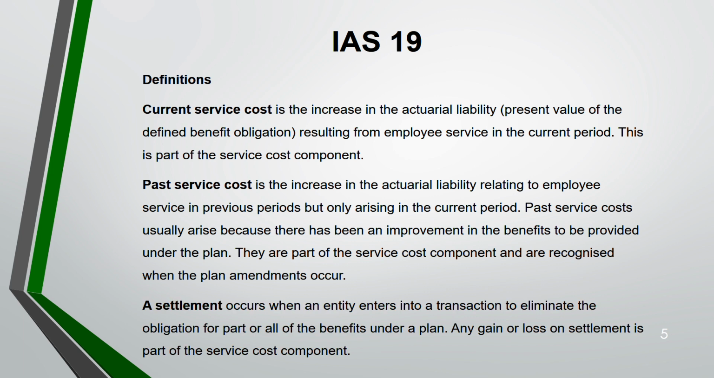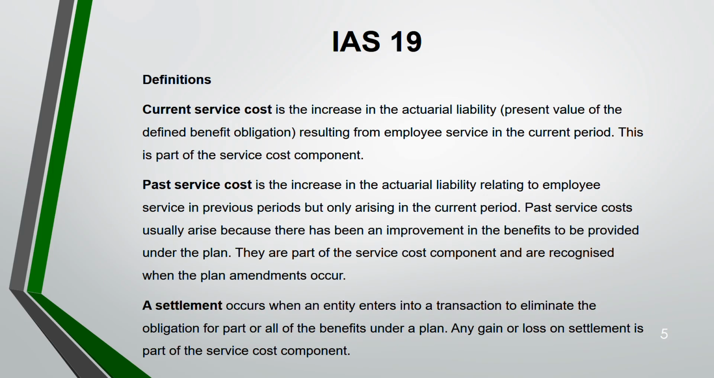And settlement. Settlement occurs when an entity enters into a transaction to eliminate the obligation for part or all of the benefits under a plan. What does it mean? Whatever obligation you have will automatically go off if you settle it. You only have an obligation until the settlement is done. Once the settlement is done, no obligation. If the settlement is done fully, no obligation. If settlement is done partly, there will be some obligation.